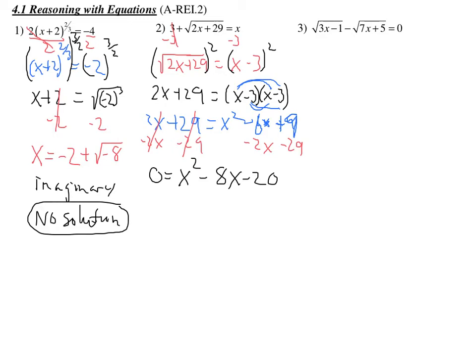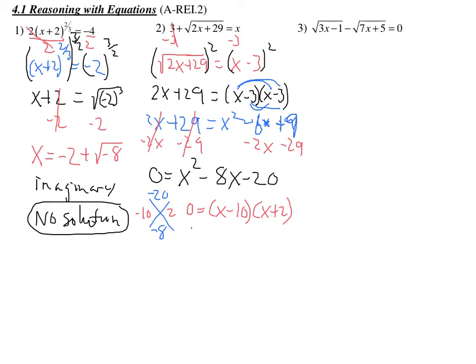So to factor this, which number is on top? Negative 20 is on top, negative 8 on bottom. So that would be a negative 10 and 2. So we have 0 equals x minus 10, x plus 2. Now remember, when you solve this, those are the factors.